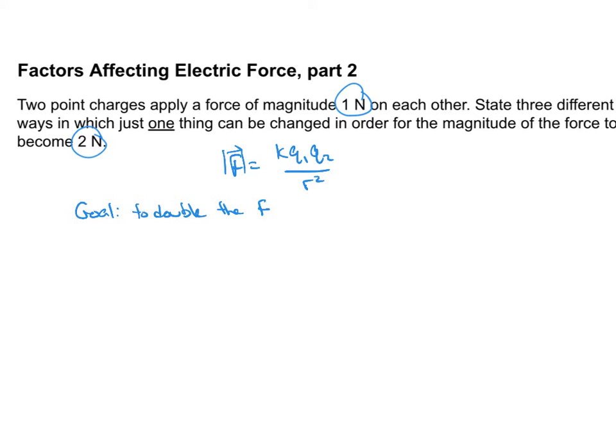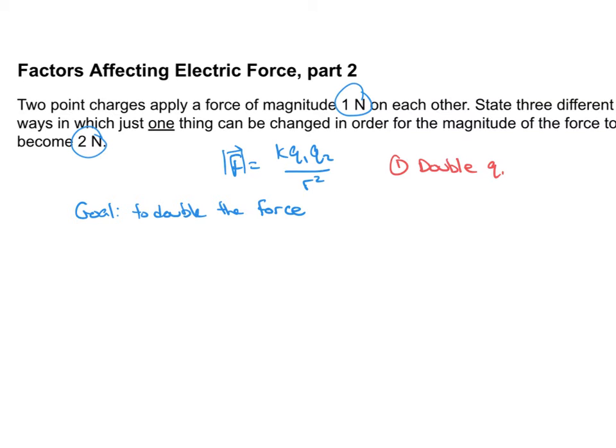And it asks us to do this in 3 different ways. In each way, we're only allowed to change one thing. So there's basically 3 variables here. There's the 2 Q's and there's the R. So method 1 would simply be to double one of the charges, Q1.